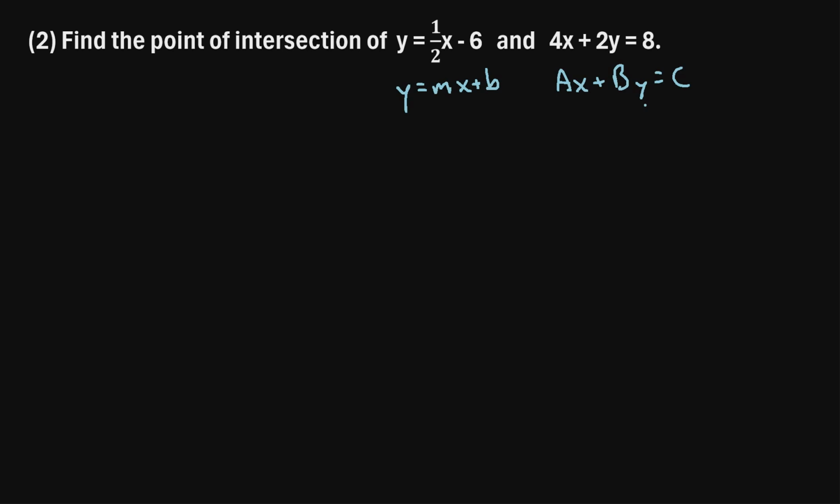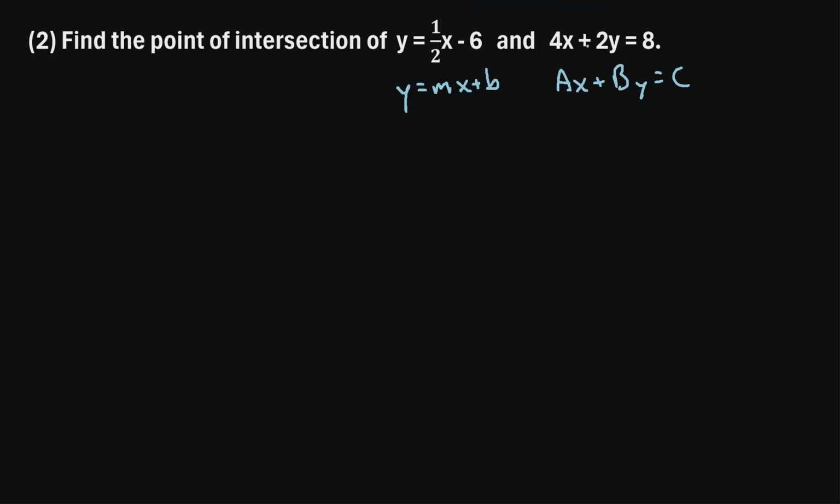Now, in this case, there's a couple different ways to find the point of intersection. You could rewrite this equation to be in slope-intercept form by solving for y. Or another, perhaps easier way is take the right-hand side of this equation, and just plug it in for y right here into this equation. So let's go ahead and try this substitution method.